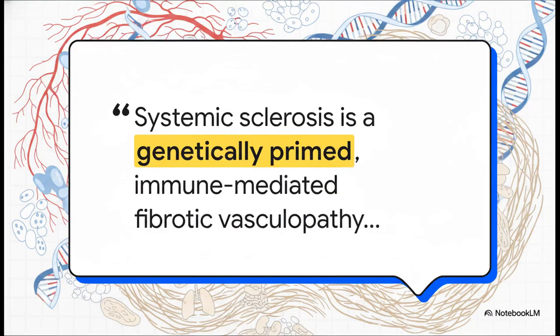To tie this whole explainer together, I want to leave you with this perfect summary quote from the source material. Systemic sclerosis is a genetically primed, immune-mediated fibrotic vasculopathy in which endothelial injury initiates defective vascular repair, resulting in progressive multi-organ fibrosis. That single sentence really says it all, perfectly encapsulating the modern disease model, from the vascular spark right down to the fibrotic fire.